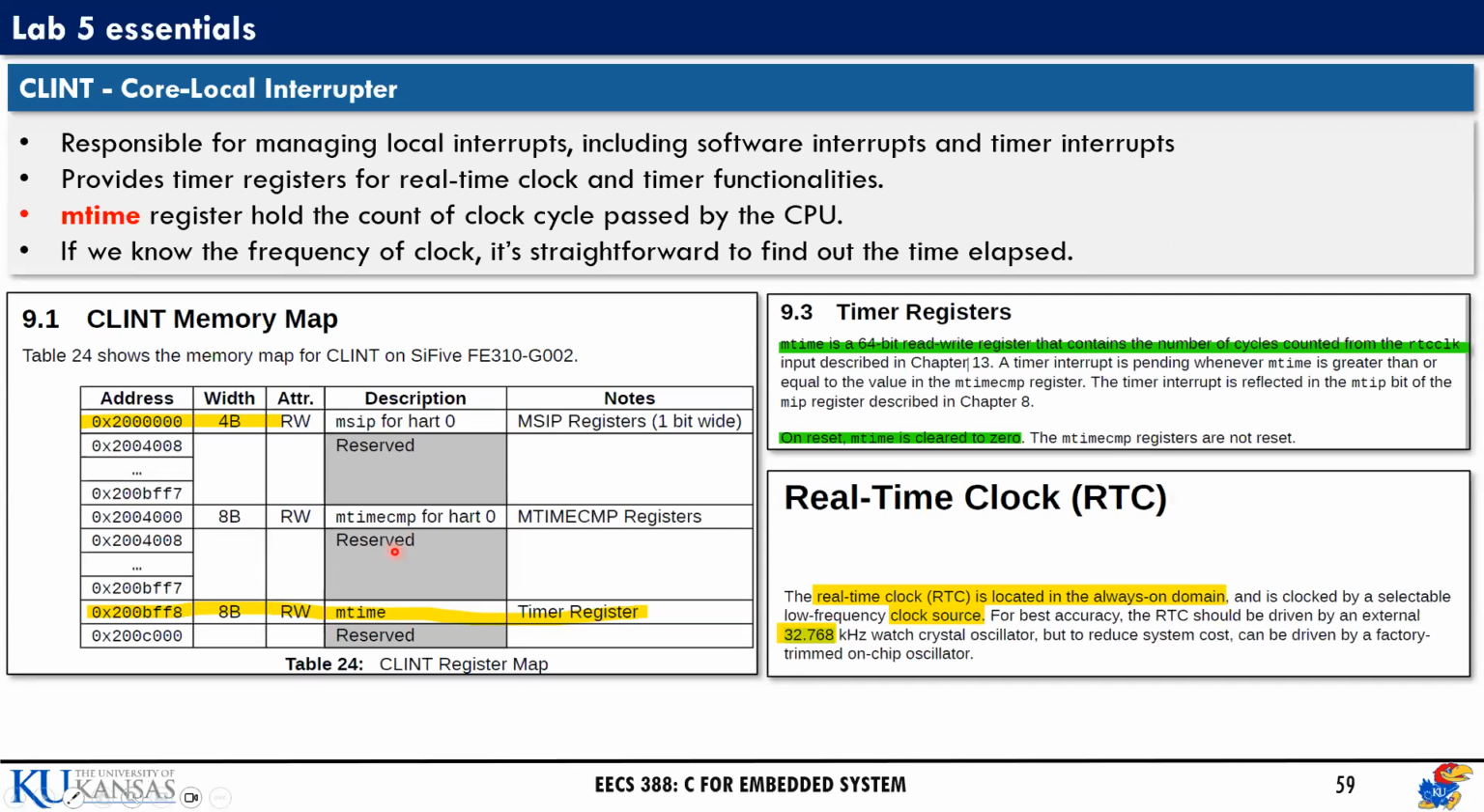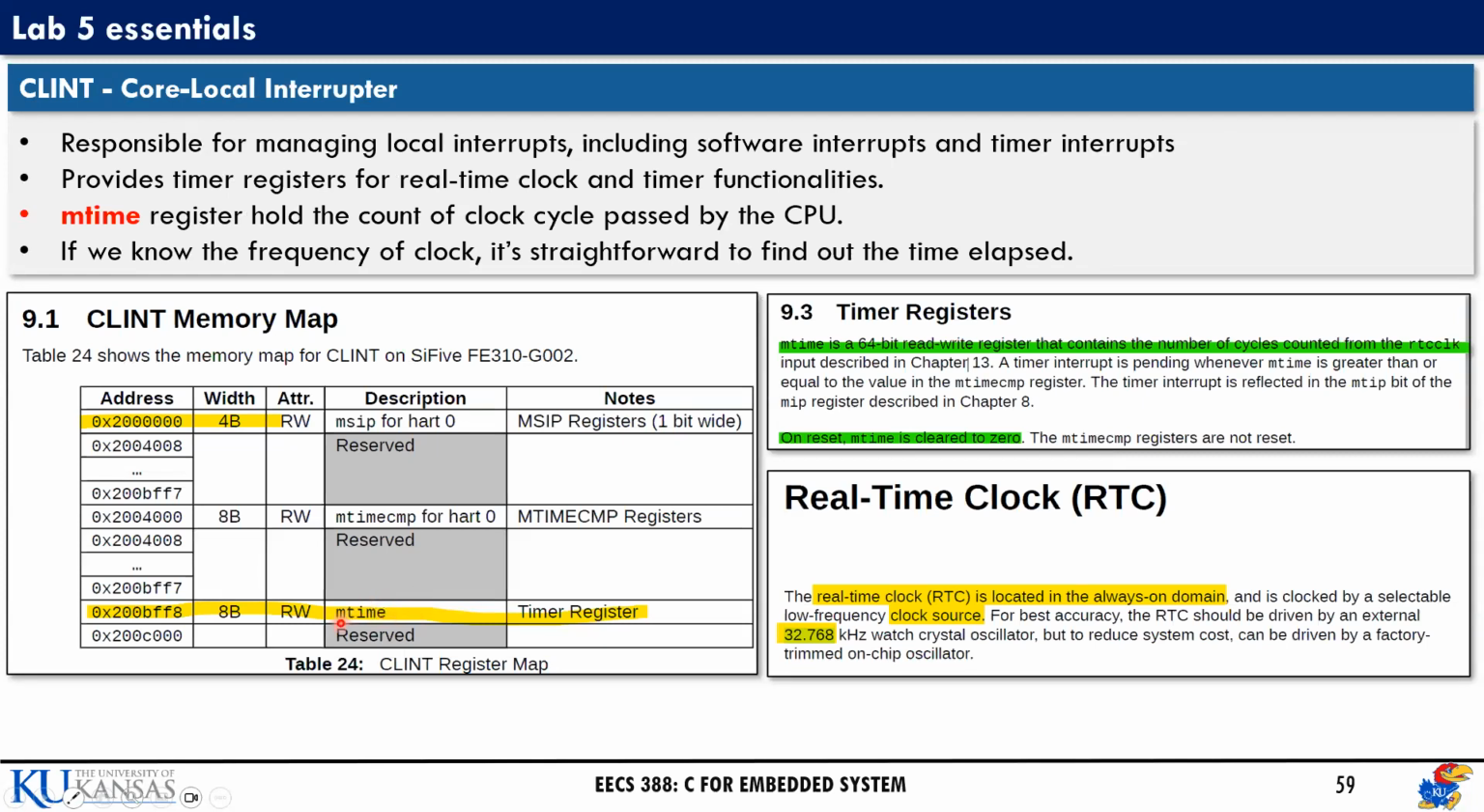Now, for this lab, we have to understand a very important register, and this register is managed by CLINT. We are talking about the local interrupts. To handle the global interrupts, we have another module or hardware called PLIC, but the global interrupts are out of the scope for our lab. So we'll only stick to our local interrupt, CLINT. And inside this CLINT, we have the mtime register.